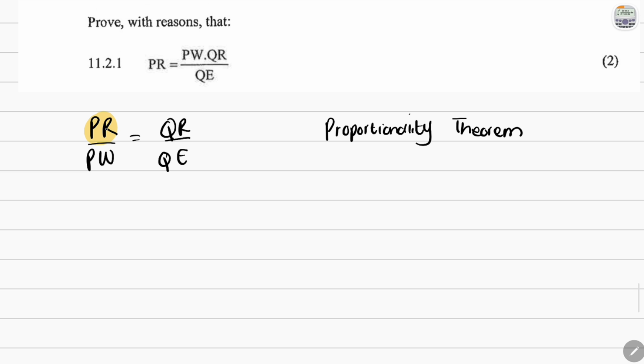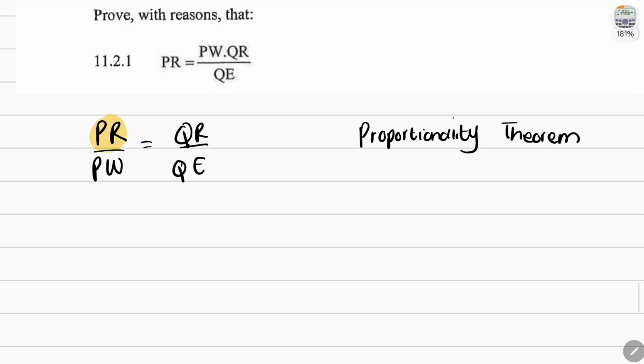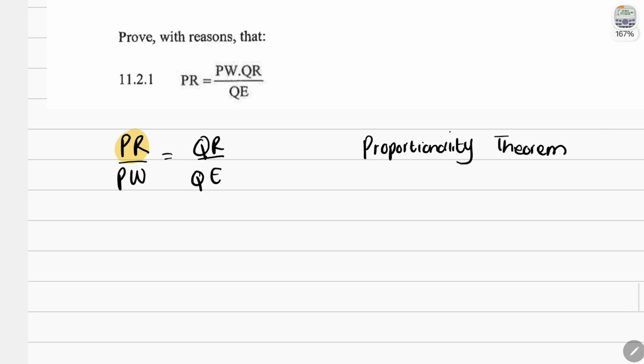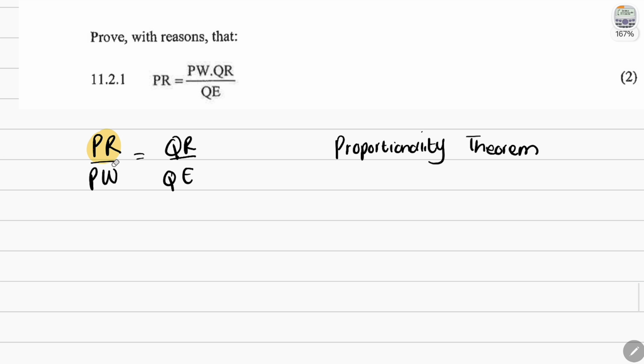Okay, and now we're just going to make PR the subject. How do you make PR the subject? By getting rid of PW. PW is in the denominator, it's saying divided by PW. So to get rid of it, you would multiply by PW.